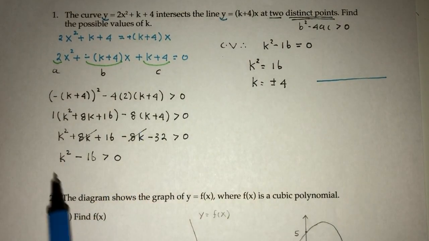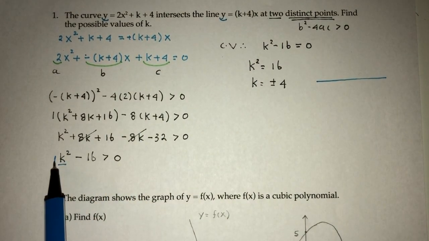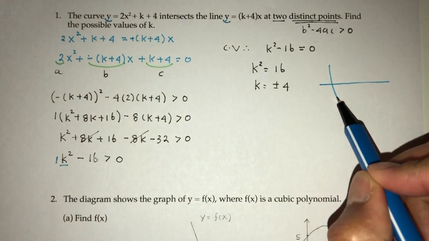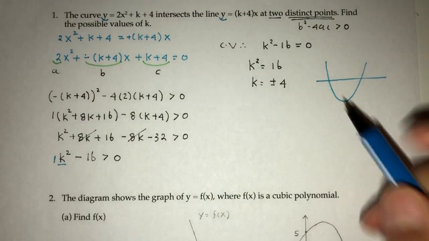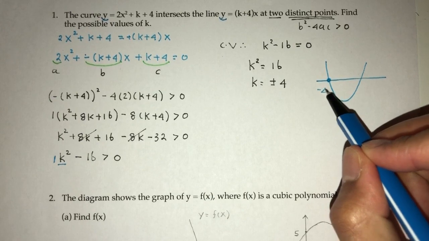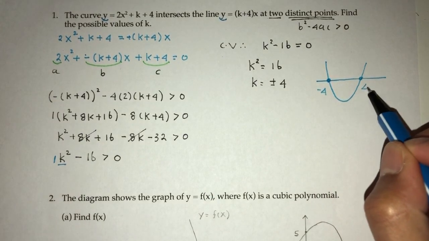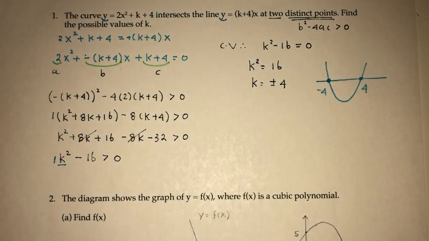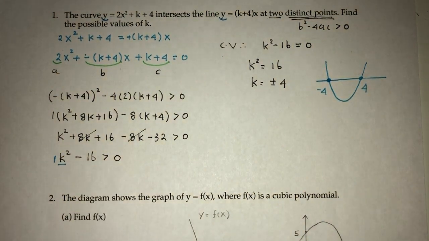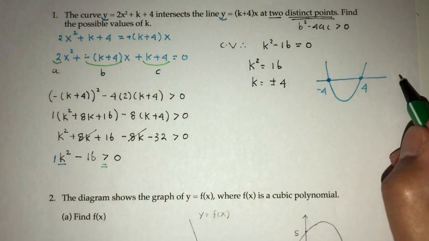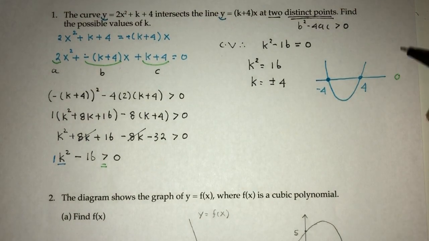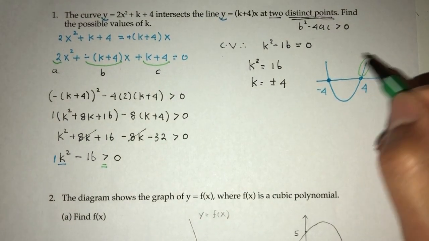So here we have k squared, positive value. So your shape will be like this, right? And this first value here will be minus 4, and this will be 4. So we have to look at this condition. Here we're looking more than 0. This is 0 here. More than 0 will be above 0, will be this side and this side.